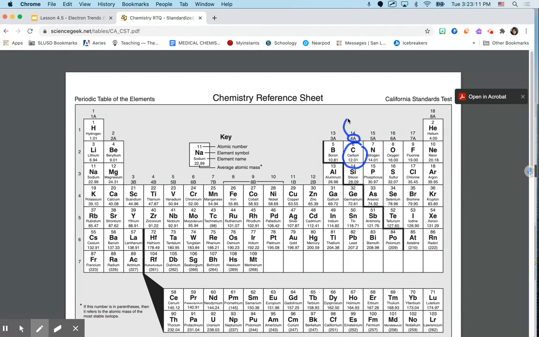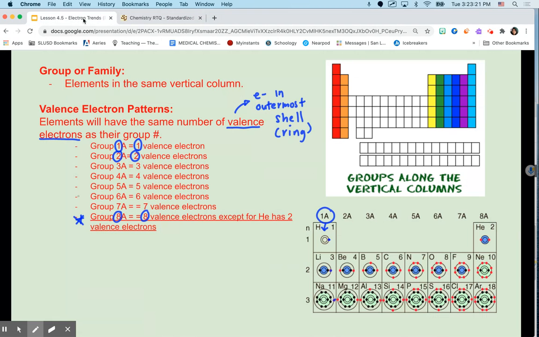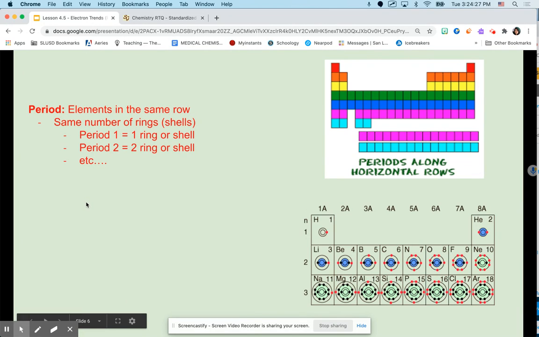So therefore, carbon's going to have 4 valence electrons, right? It's kind of nice that way. How did I know that? Because the trend or pattern is that in group 4A, they have 4 valence electrons. And if I check here, carbon has 1, 2, 3, 4 valence electrons, right? Pretty straightforward.